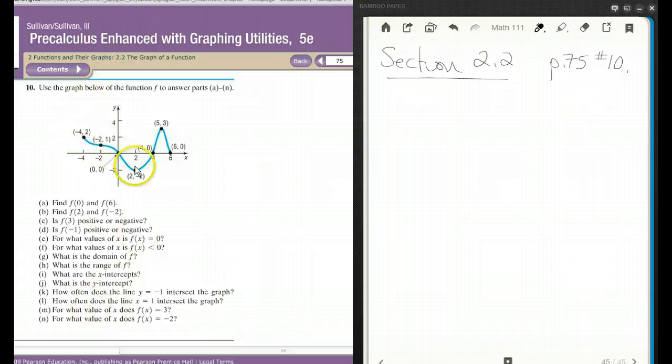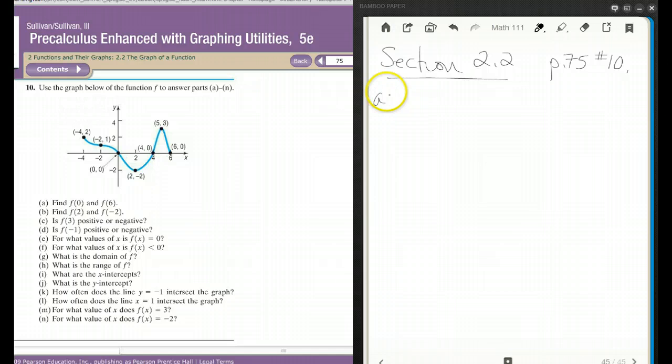Okay, so this blue thing right here, that's the graph of the function, right? And it is a function because if you look at any vertical line along the graph, all vertical lines only hit the graph one time, which means that we are in fact looking at a function. So let's work through all these lettered tasks here for us to do.